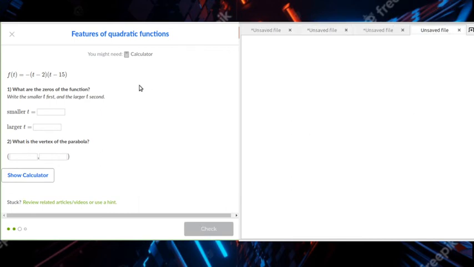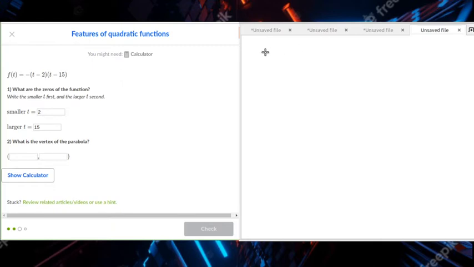Let's get a new piece of paper. Going again. What are the two zeros of this function? Well, we can see the two zeros of this function. They are 2 and 15. Okay. What is the vertex of this parabola?